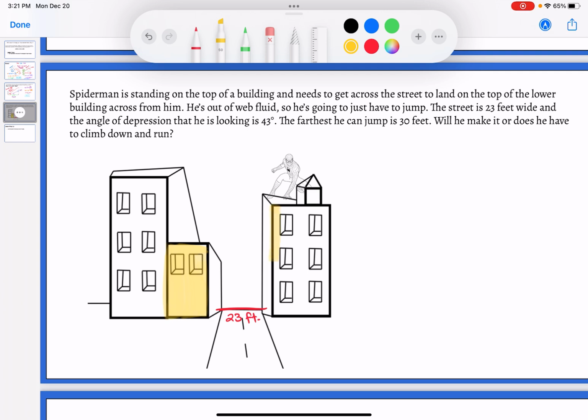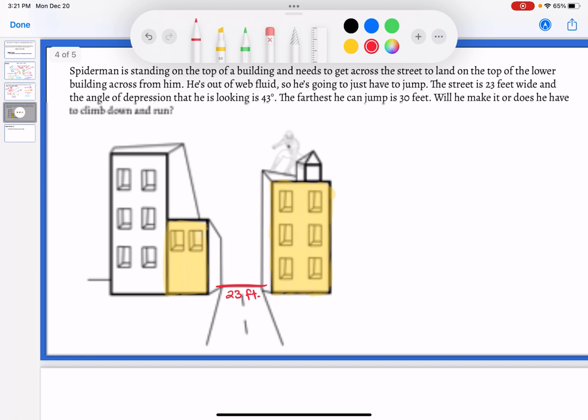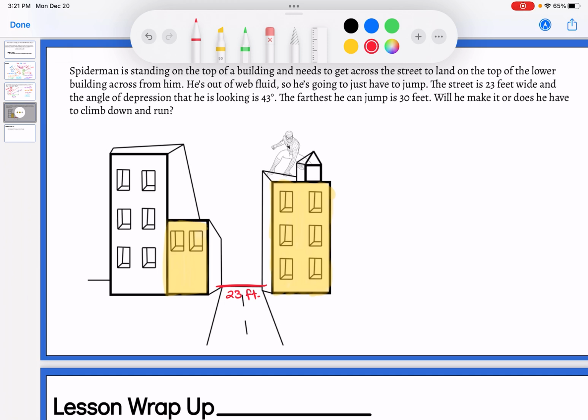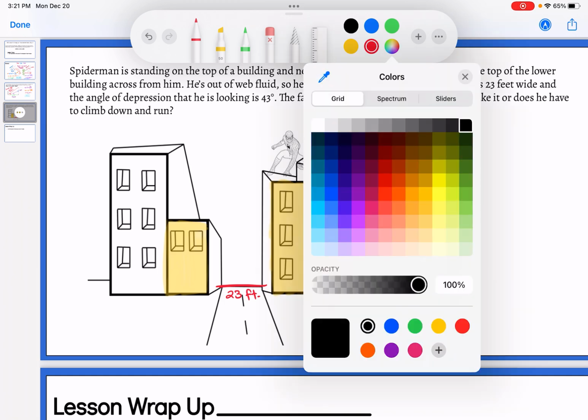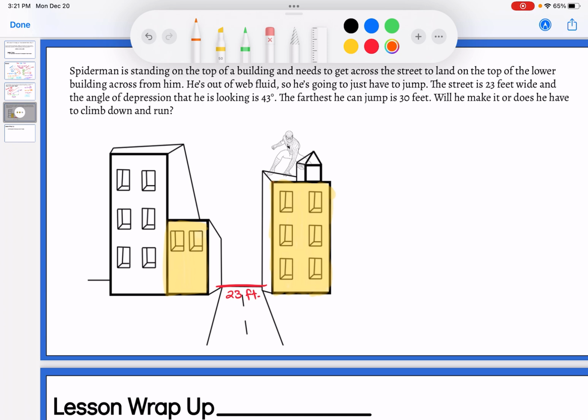He's standing on this one, and he's trying to get over to the lower one over there. It says the angle of depression is 43 degrees. Now in the last problem, we had an angle of elevation, right? It was from flat looking up as an angle of elevation. So when I'm talking about from flat looking down, that is an angle of depression. So I would say from this flat horizontal looking down at this building, this angle right here is 43 degrees. So this was an angle of depression.